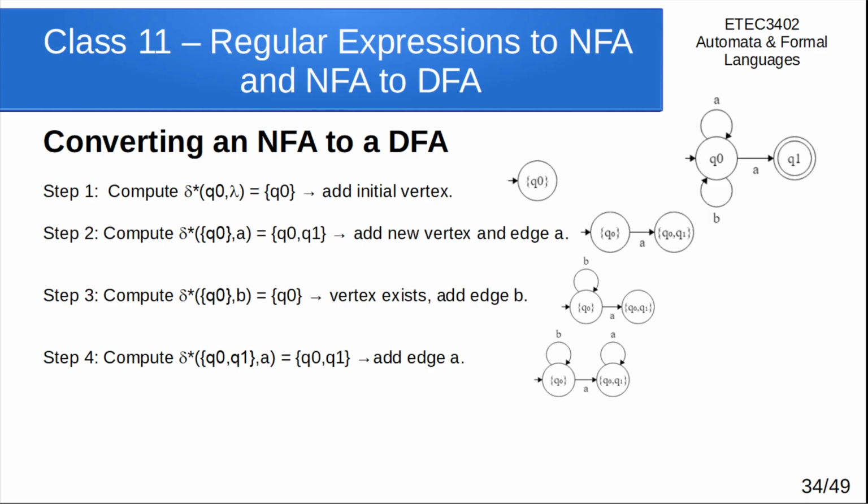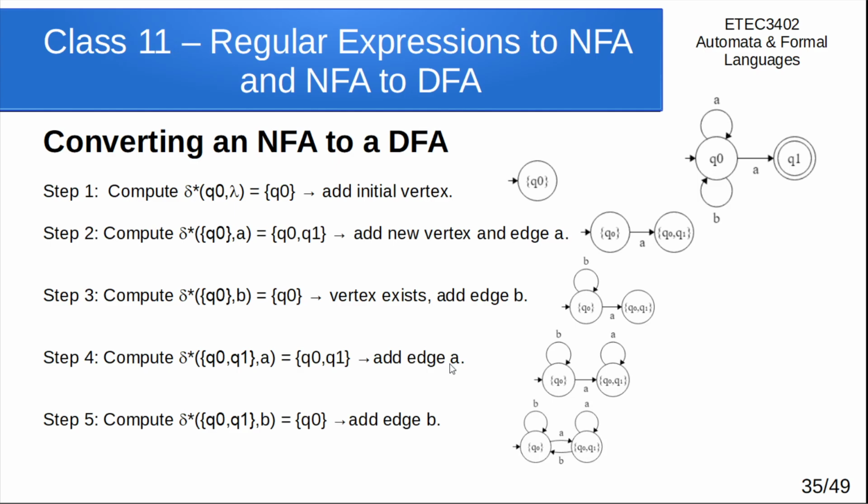So you'll notice from 0, 1 back to itself on A, and you can see that right here, from 0, 1 to 0, 1 on an A. Step 5, we have a missing edge. We don't have anything for B leaving 0, 1. So from 0, 1 on a B, what are all the places I can go?